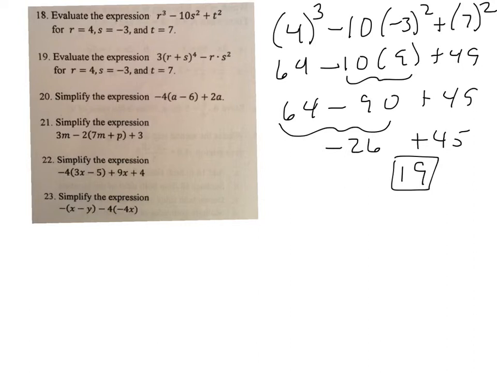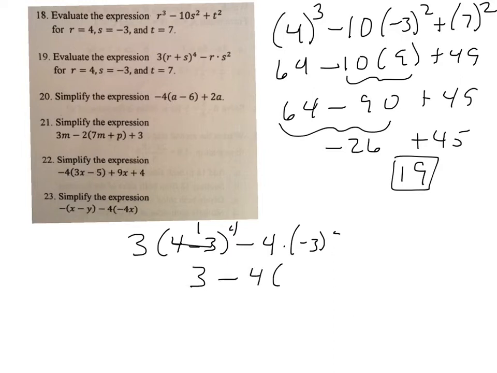On number 19, it's 3. And then r in this case is 4. S in this case is negative 3, so minus 3 to the fourth power, minus r again, times s squared. So that's going to be negative 3 squared. 4 minus 3 is 1. 1 to the fourth power is 1. So 3 times 1 is 3. Minus 4, and then negative 3 squared is positive 9. Negative 4 times 9 is negative 36. So 3 minus 36 is a negative 33.